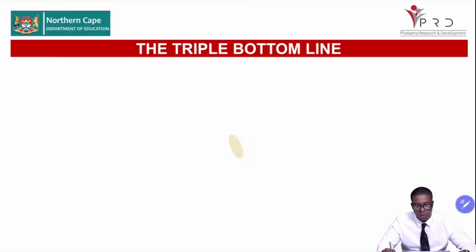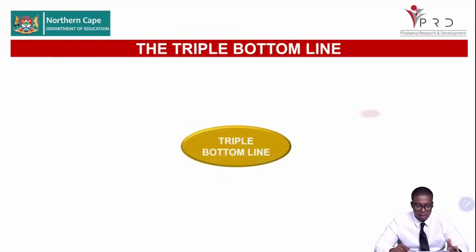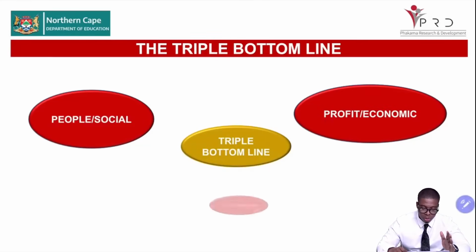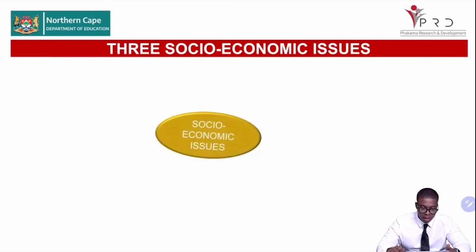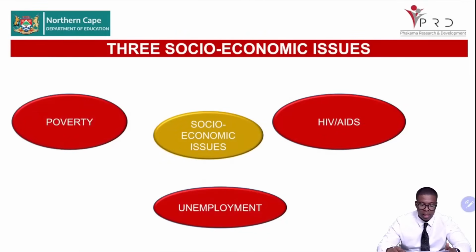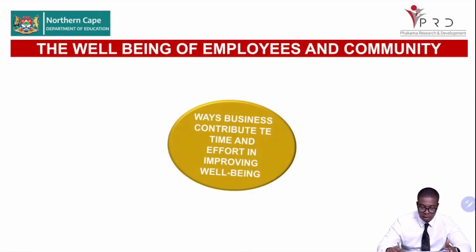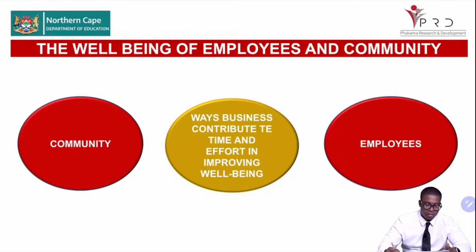Then we look into social responsibility and start by looking into the triple bottom line, to say the triple bottom line consists of the 3 P's: profit or economic, people or social, and planet or environmental. Now, 3 socio-economic issues that you should know under social responsibility. We talk about HIV and AIDS, we talk about unemployment and poverty. Thereafter, the well-being of the employees and the community. You should know ways businesses can contribute time and effort in improving the well-being of the employees and the well-being of the community.